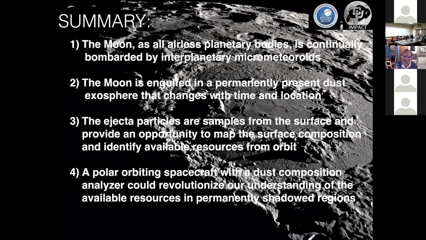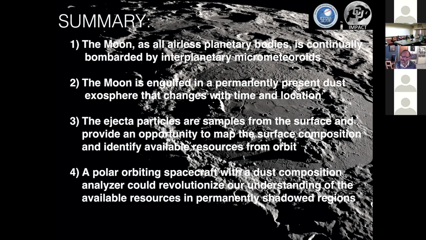But if you were to go to a much smaller object, like Phaeton, which is a target of an ESA mission, then the ejecta particles will simply leave because gravity is so much smaller on a tiny body. So at least the moon is engulfed in a permanently present dust exosphere. It is certainly changing over time and location. And every single little particle from the surface is a sample from the surface and provides an opportunity to map the surface composition and identify available resources from orbit.